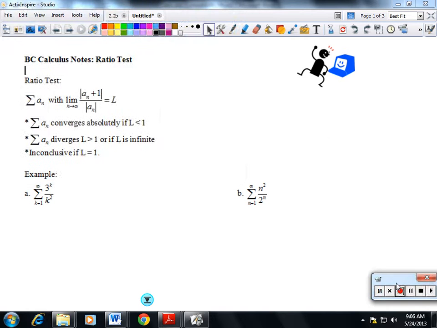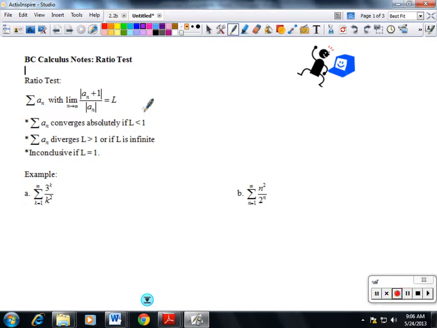Alright guys, today we're going to be talking about the ratio test. This is just another test for series to determine if they converge or diverge. What we're going to do is take the inside of our series and add 1 everywhere there's a k or an n, or whatever our letter may be. And we're going to find the ratio of a sub n plus 1 over a sub n, absolute values.